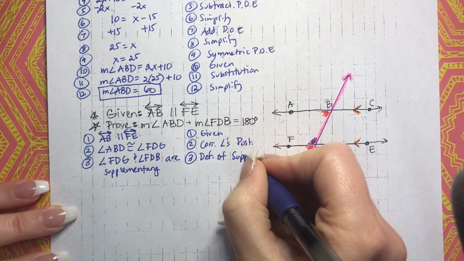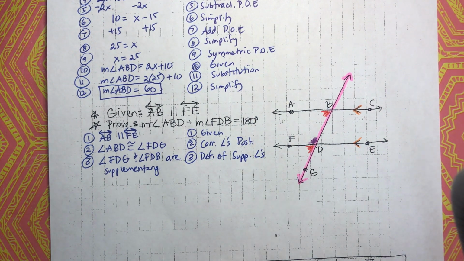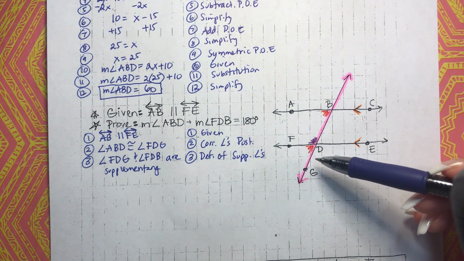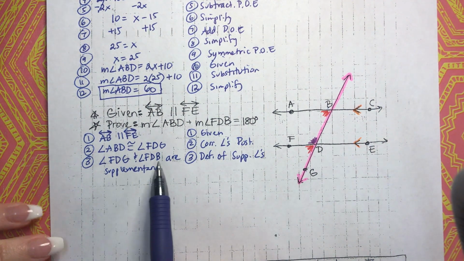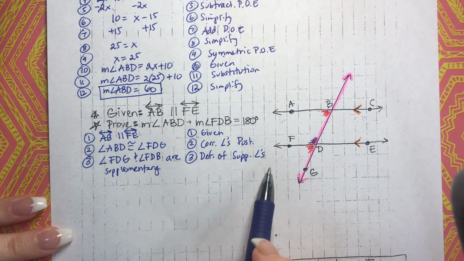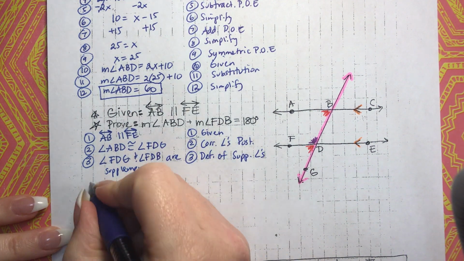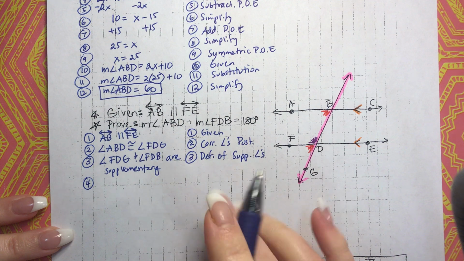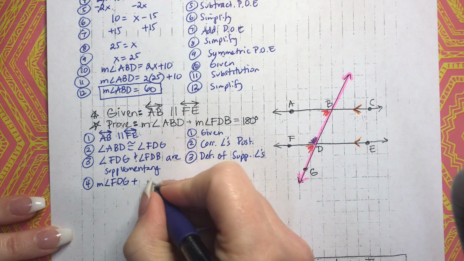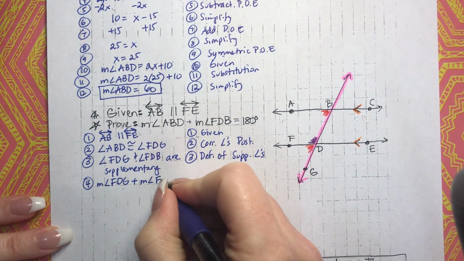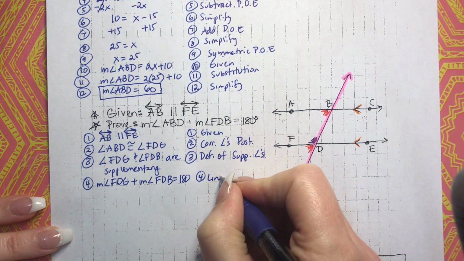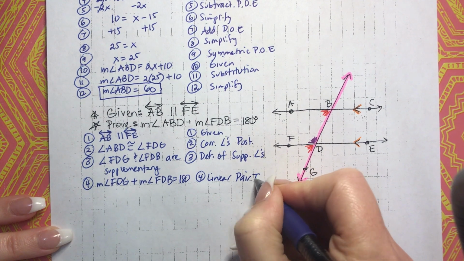Definition of supplementary angles. All right, now remember I always said that the definition of supplementary angles goes with the linear pair theorem. So since we know that these two angles are supplementary, we know that they add up to 180 degrees. Okay, so now we're starting to get that equation, right? It's not exactly the same, but it is going to be similar. So let's look at it. Measure of angle FDG plus the measure of angle FDB is equal to 180 degrees because of the linear pair theorem.